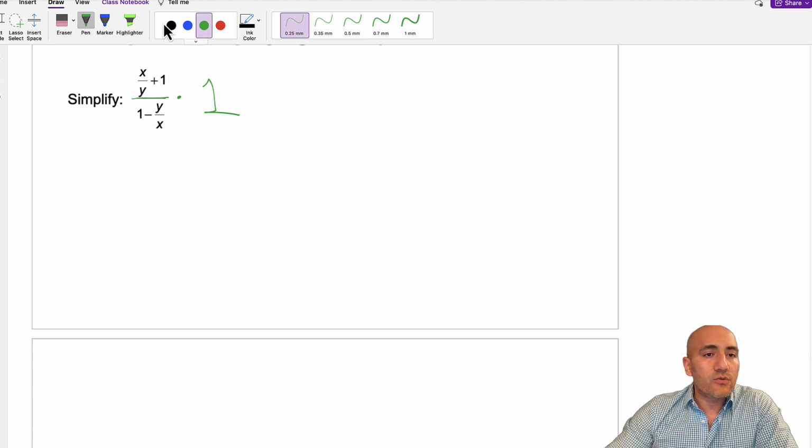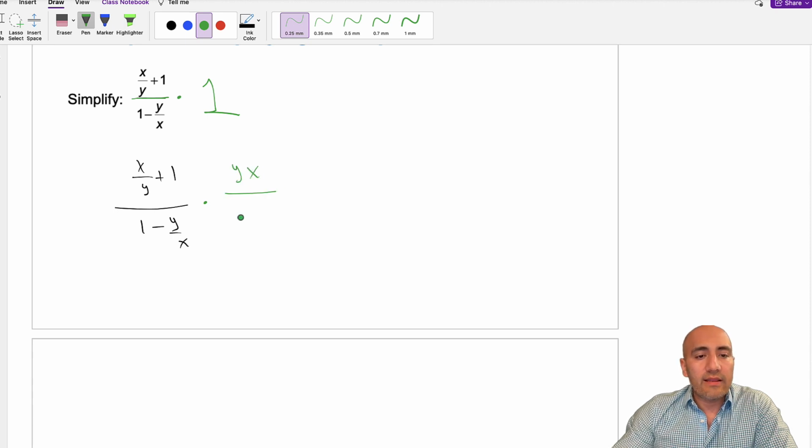So we want to do the following. We want to multiply it by, we have x over y plus 1 divided by 1 minus y over x. And the thing I'm going to multiply the big fraction by is going to be an xy divided by another xy. Remember, we're multiplying the big fraction by this. This is the new version of 1, so we haven't changed anything. We haven't changed the value.